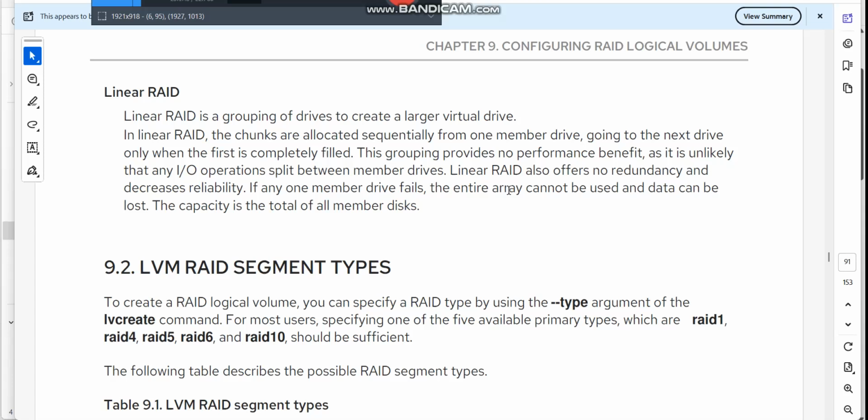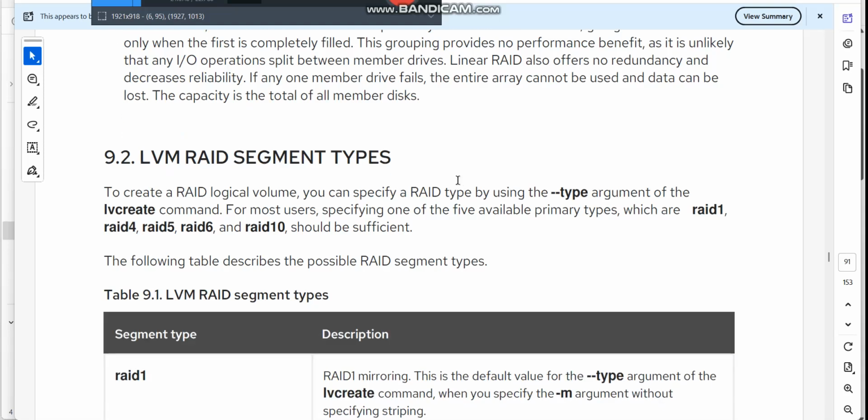Linear RAID. Linear RAID is a grouping of drives to create a larger virtual drive. In linear RAID, the chunks are allocated sequentially from one member drive, going to the next drive only when the first is completely filled. This grouping provides no performance benefit, as it is unlikely that any input or output operations split between member drives. Linear RAID also offers no redundancy and decreases reliability. If any one member drive fails, the entire array cannot be used and data can be lost. The capacity is the total of all member disks.